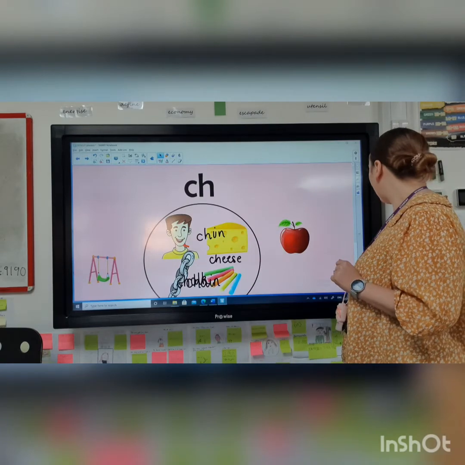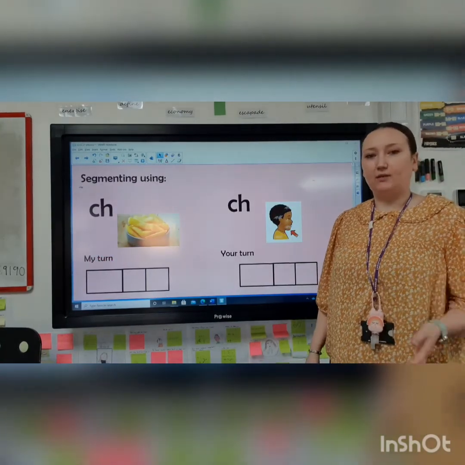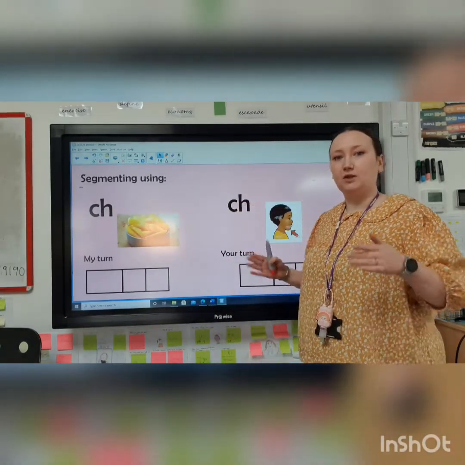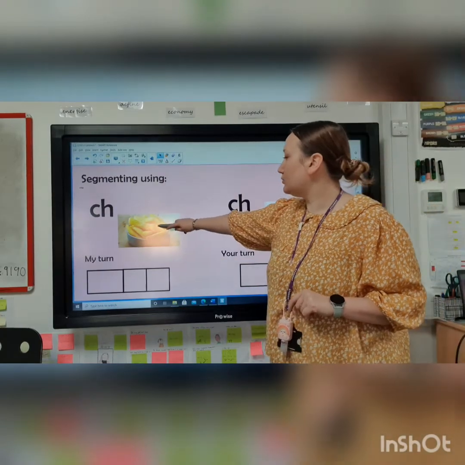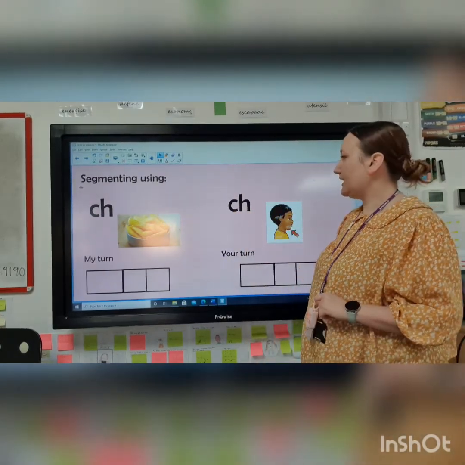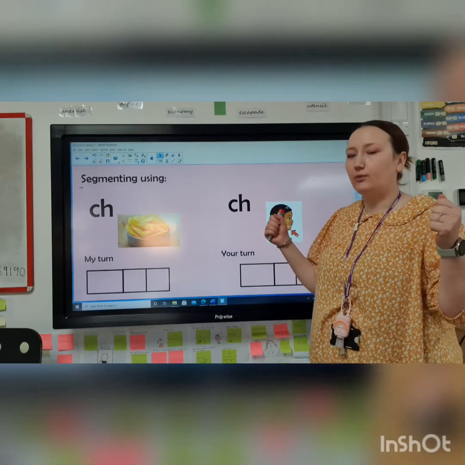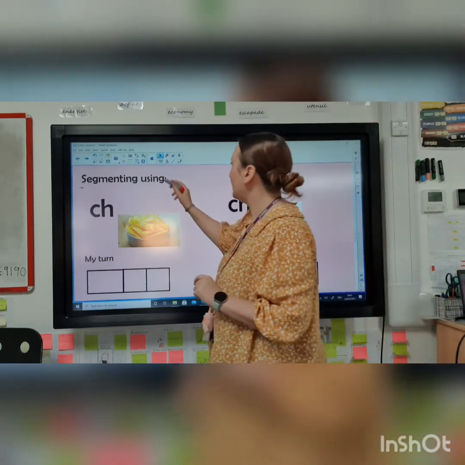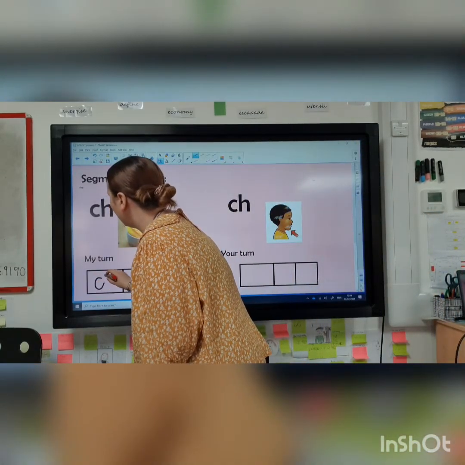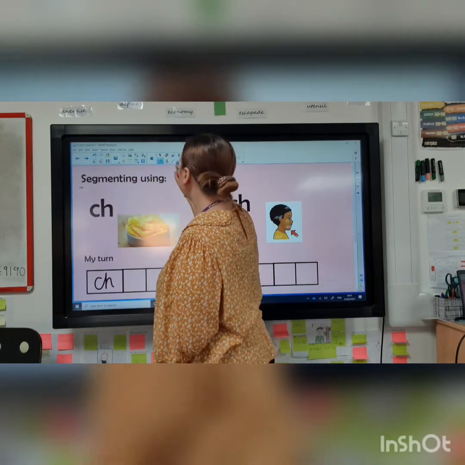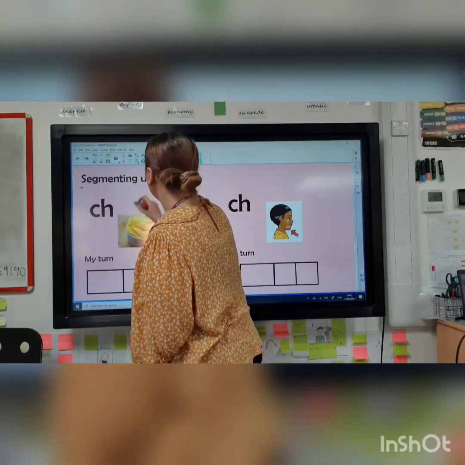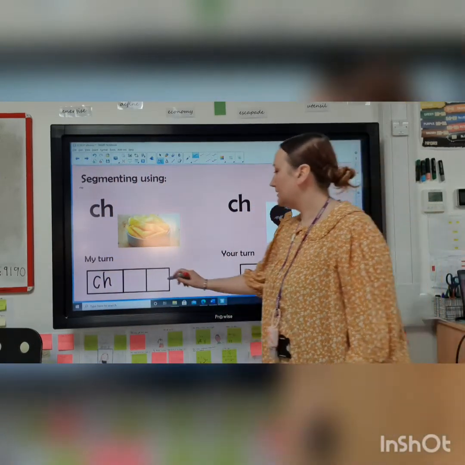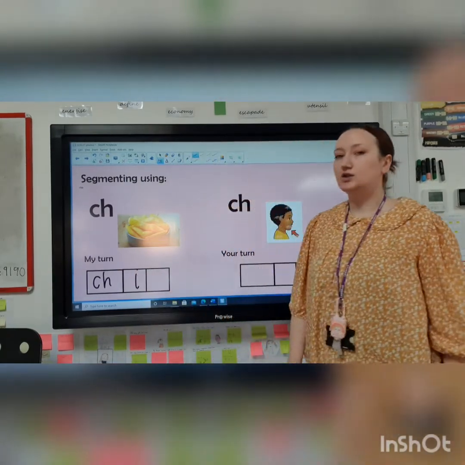Okay, so now we've blended, we are going to segment, but we're going to segment with a different phoneme. We're going to recap this one again. So do you remember what this one is? Ch, ch, ch. So I'm going to segment the word chip. Okay, chip. I'm going to stretch that word out so I can hear all those phonemes. Chip. So I can hear the ch is at the beginning. So I'm going to write it here. Ch. That pen is very silly today. Ch. Okay, chip. Chip, chip.